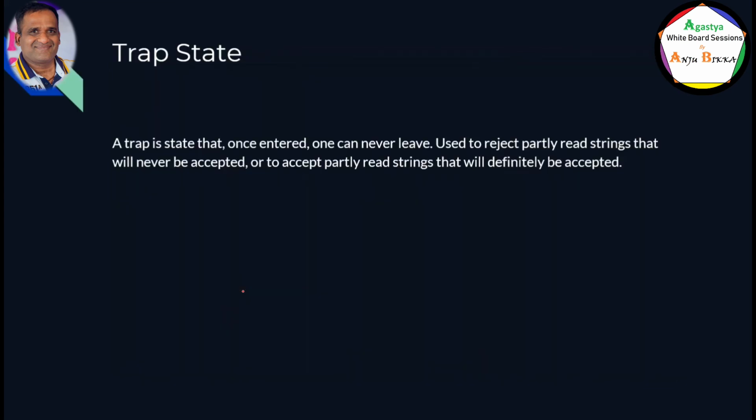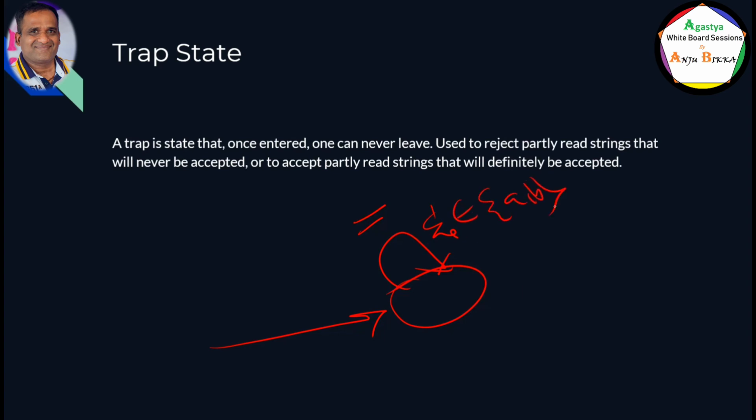Now the trap state. What is a trap state? Once it has entered the state, for all inputs belonging to sigma, it loops over, meaning it can't escape from the state. This is called a trap state. If it is non-final, it is a non-final trap state. If it is final, then it is a final trap state. So the final trap state is like this.